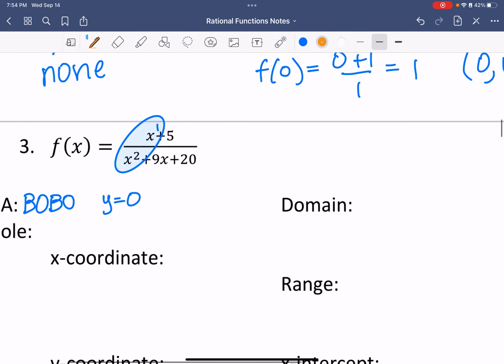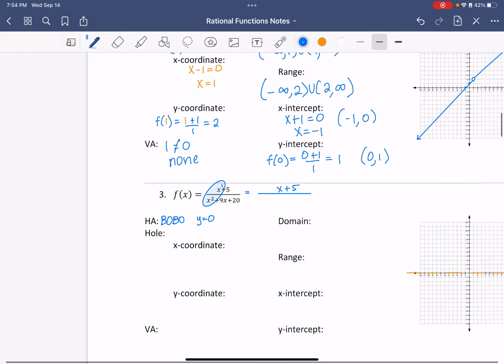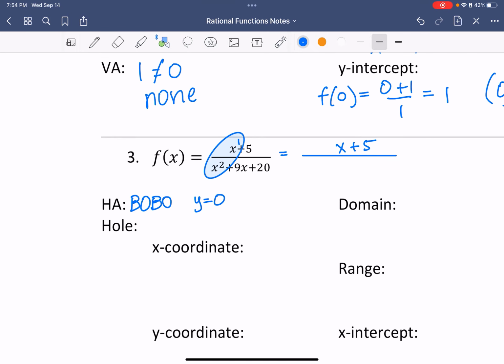Step 2 is to factor. X plus 5 cannot be factored anymore, so I'm just going to rewrite it. But that denominator can be simplified, and I can use the X method for that. Okay, so remember A times C goes in the top. So A is 1, 1 times 20 is 20, B is positive 9, and on the sides we have x and x. So what two numbers multiply to positive 20 but add up to positive 9? Those two numbers would be 4 and 5. So 4 times 5 is 20, 4 plus 5 is 9. So my two factors in the denominator will be x plus 4 times x plus 5.